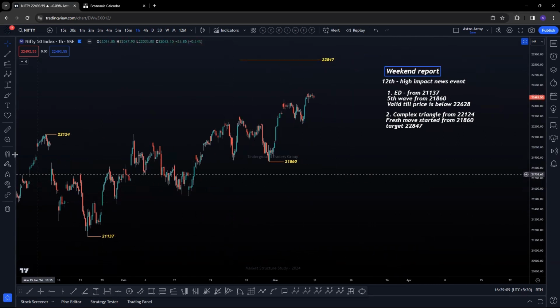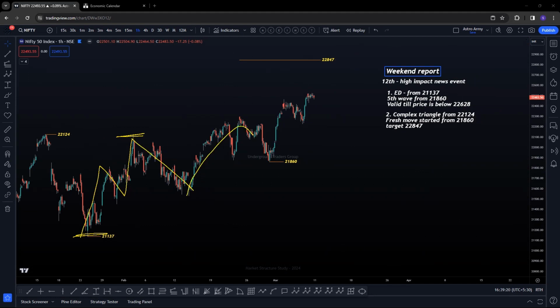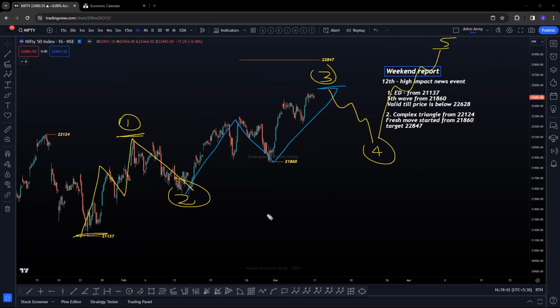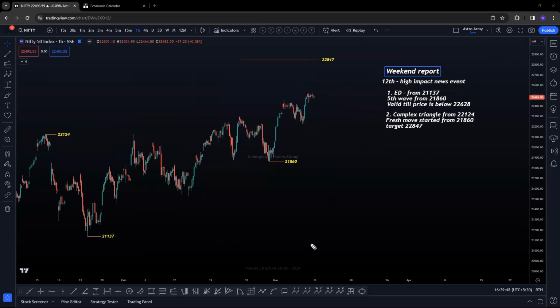Okay. The last possibility is something new. Here, ABC pattern. Okay. Correction. This entire thing is one single move, A, B, C. Okay, so this is your wave 3. Let me mark it like this for you. Wave 1, wave 2, wave 3, wave 4, then wave 5. This is your expanding diagonal. Okay, expanding diagonal. What is the rule for this?